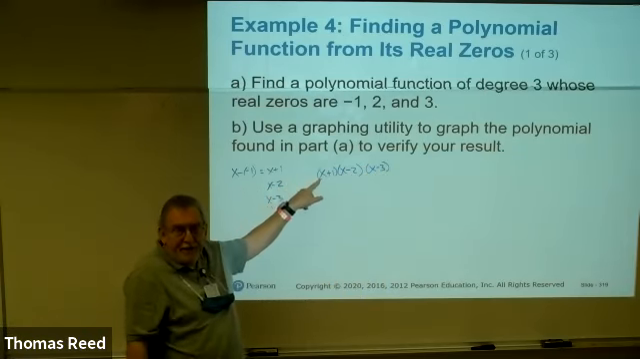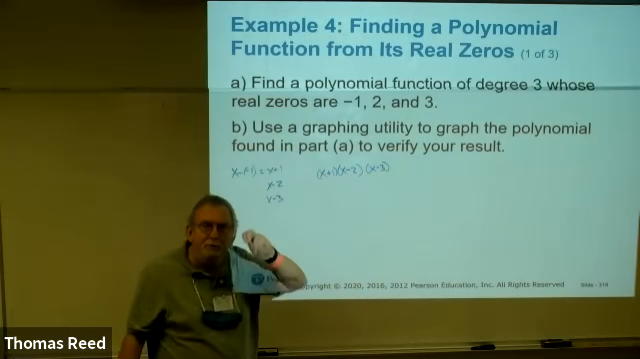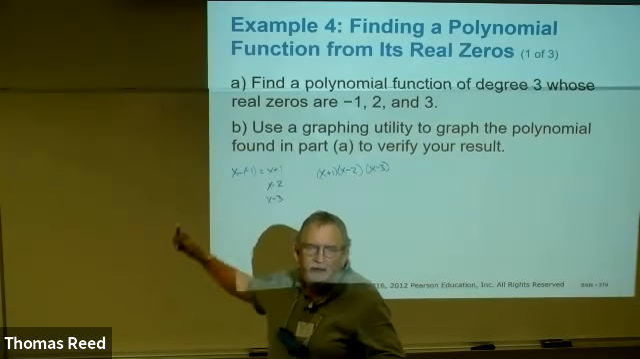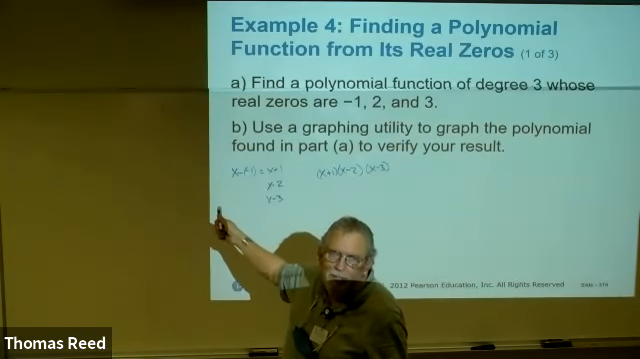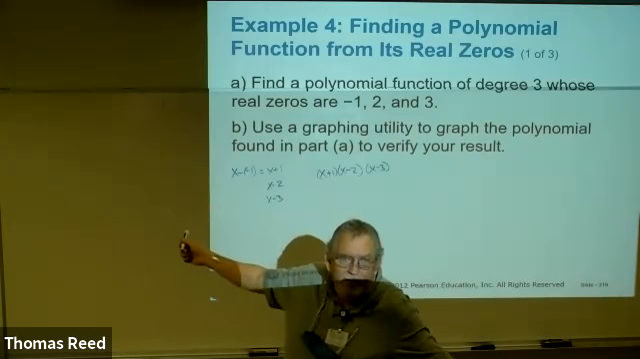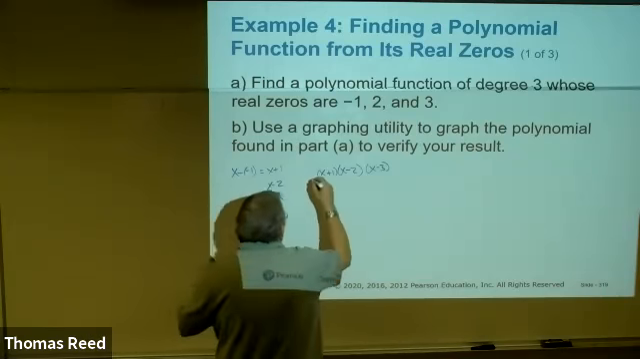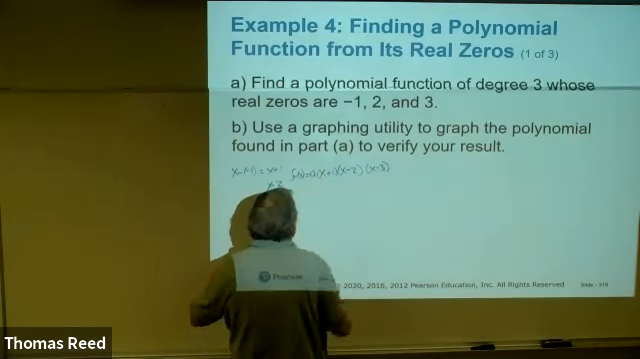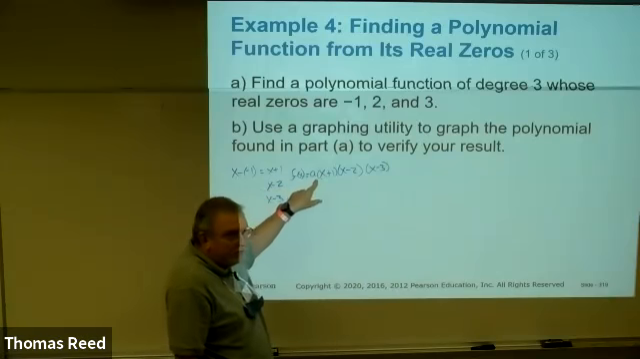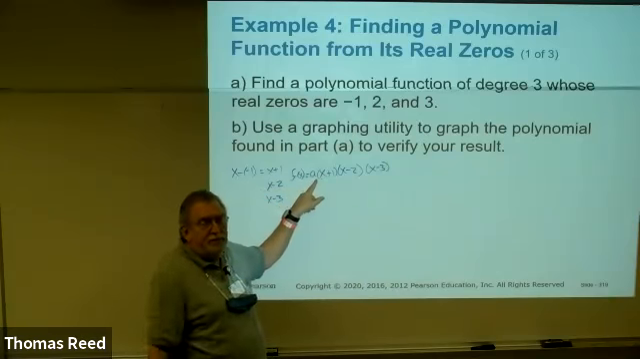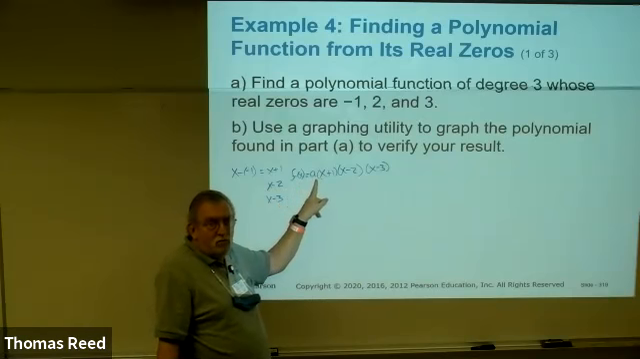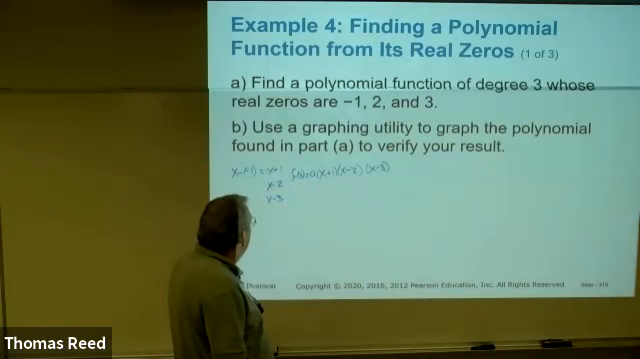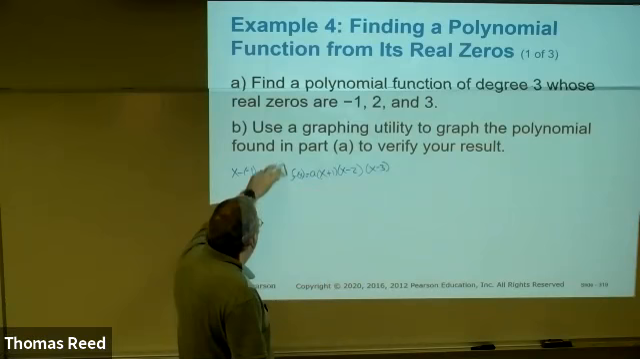That's the function factored. But I don't know what the leading coefficient is. This is assuming the leading coefficient is 1. But I don't know what it is. So I'm going to put an a out here, a times this, and that gives me my function. a can be any real number except for 0. Because if it's 0, we don't have a polynomial function, we have a constant function, we have a zero function.